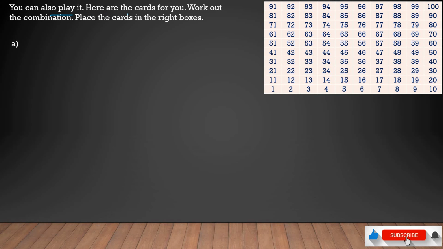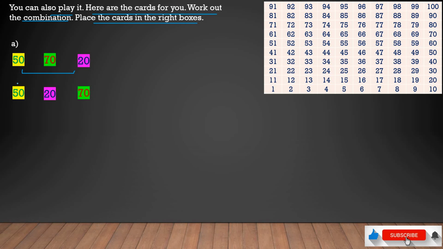You can also play it. Here are the cards for you. Work out the combination, place the cards in the right boxes. Now we'll see a few cards, and you can arrange these cards using plus and minus signs and see if you are able to arrange these cards. So I'll give you the first example.